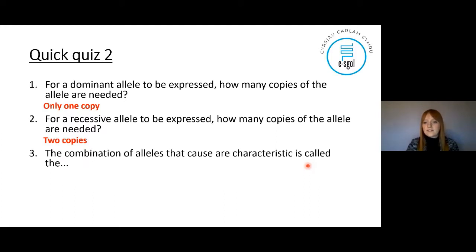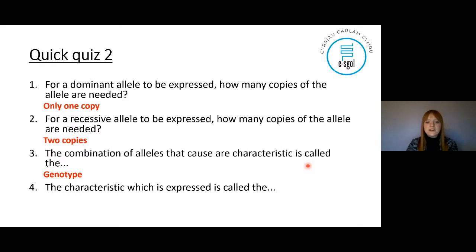Okay, so if you said 2 copies, well done. The combination of alleles that cause our characteristic is called the, what do we call the combination of alleles? 3, 2, 1, that's the genotype. And the characteristic which is expressed, or the physical, visible characteristic which is expressed, is called the 3, 2, 1, phenotype.